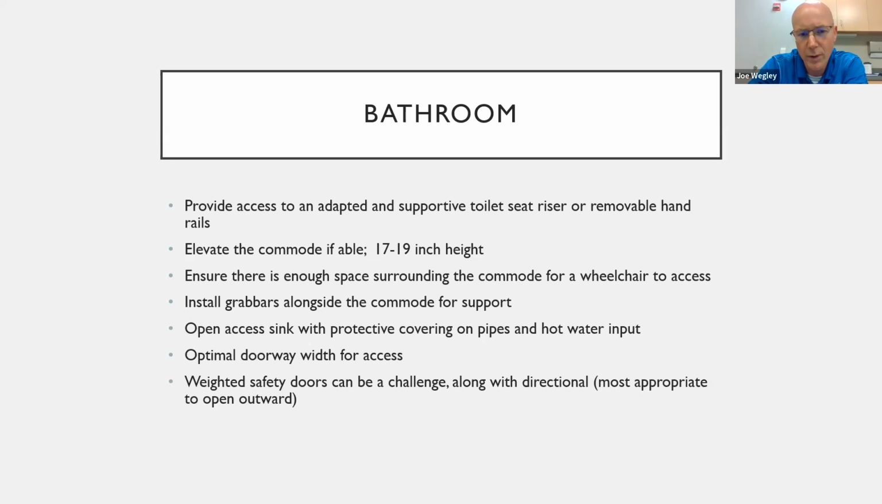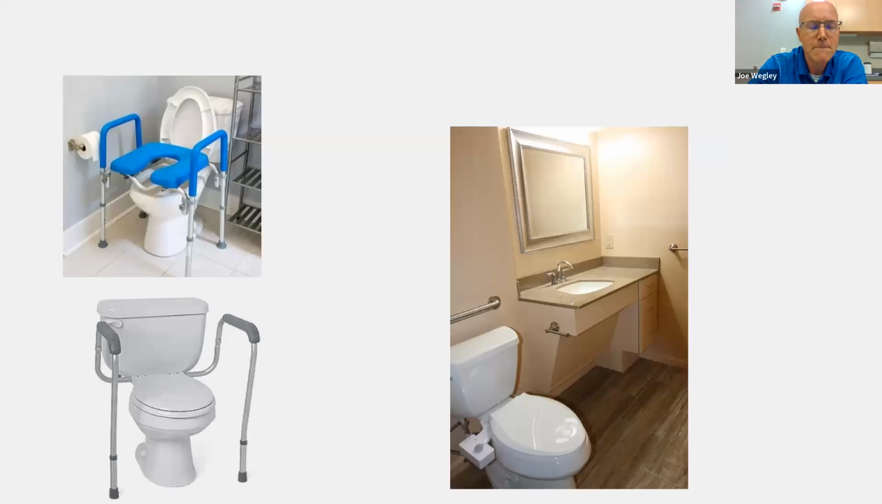Ensure the doorway is of optimal width. And one thing that we have run into in the past, as an example, is that weighted safety doors can be a challenge for not only wheelchair users, but ambulatory persons with disabilities. And they can also be a safety issue in that regard. So considering that and deciding what's going to work best in the situation is appropriate. And then make sure the door opens outward, because that allows for increased space in the bathroom for the wheelchair user.